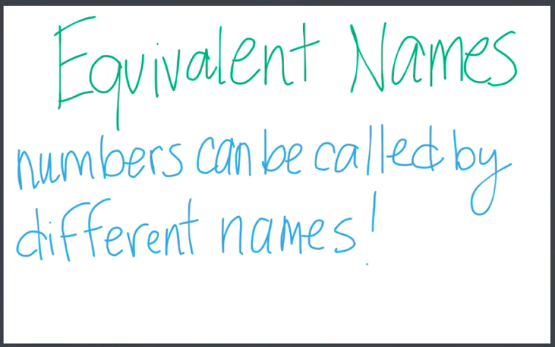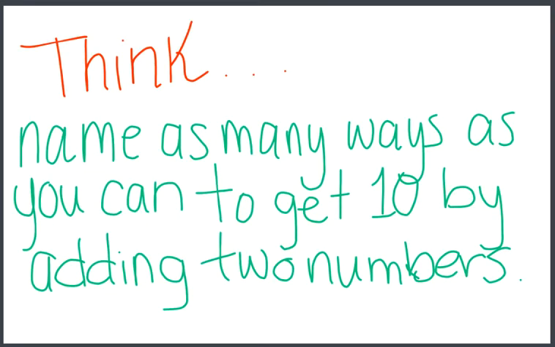This is what we're going to talk about today, equivalent names. Numbers also can be called by different names. I want you to name as many ways as you can to get to 10 by adding two numbers. I'm going to say that again. Think. Name as many ways as you can get to 10 by adding two numbers.